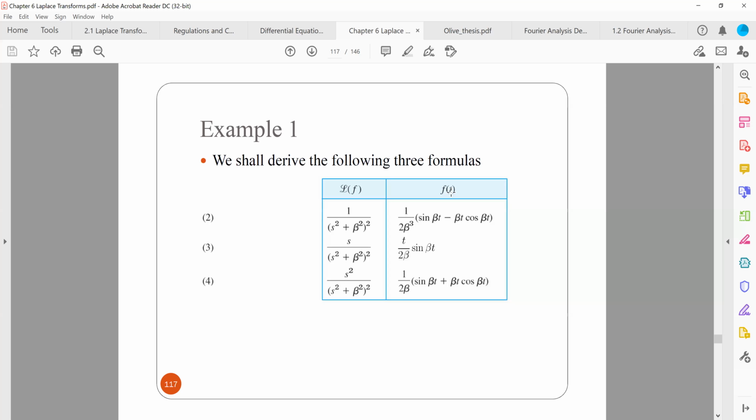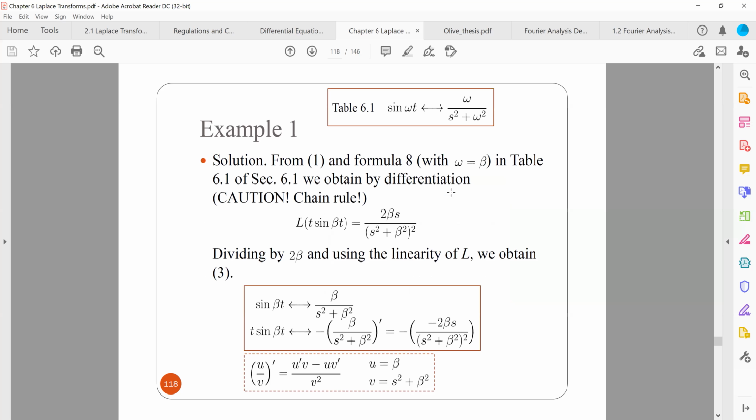The formula we have is similar to this one at the top. We have s squared plus omega squared. But if we replace omega squared with beta squared, then the other formula is a bit similar to this. So we start from there. Our assumption here is that since we are going to be using differentiation, I don't know if you remember how to differentiate such functions.